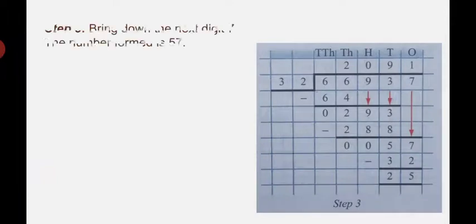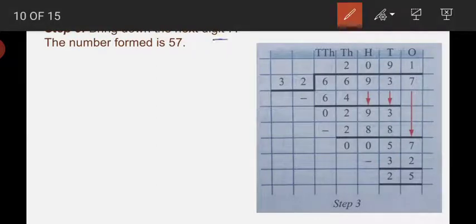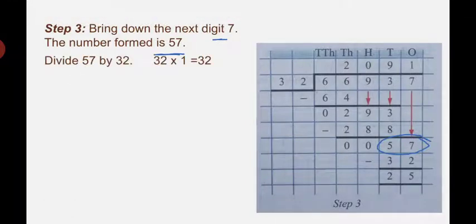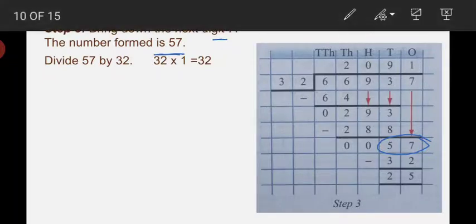Our next step is the same. We have to bring down the last digit, that is 7. So the new number formed is 57. Okay, we are getting the new number as 57. Now we have to divide 57 by 32.